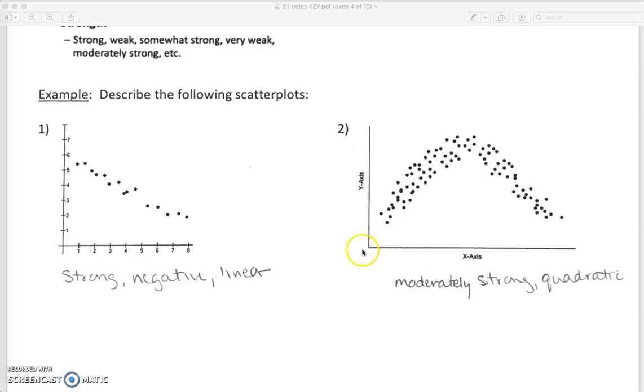Example 2, I might describe this as quadratic. It's somewhat parabolic. You could also say nonlinear if you're not sure on a specific type of function that you could land on. And I would say this is moderately strong. The dots are a little more spaced out than the previous example, so moderately strong might be a good way to describe it. This one would be a little bit harder to describe as positive or negative because it's not linear, so it's not just headed in one direction.